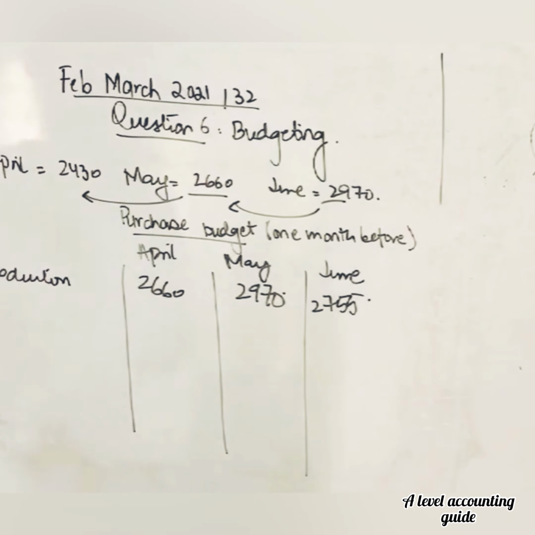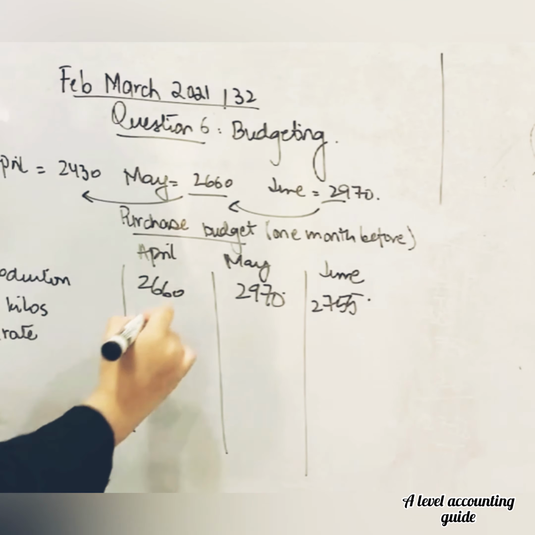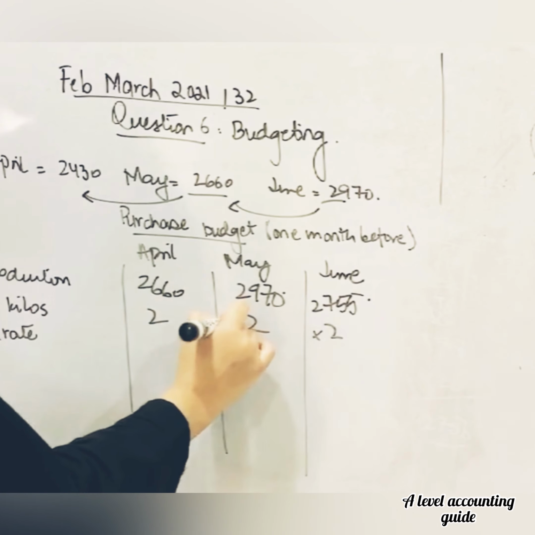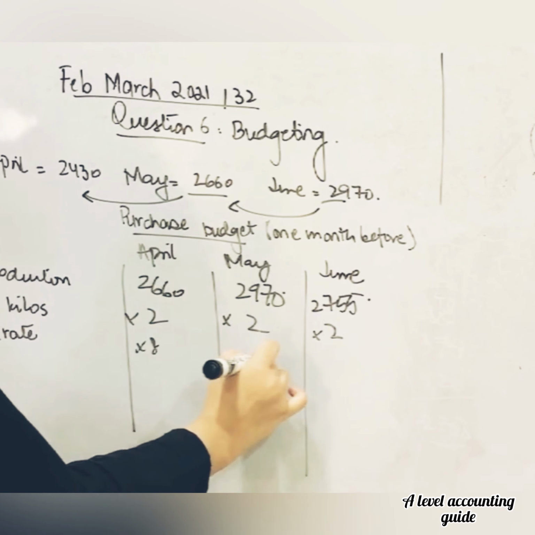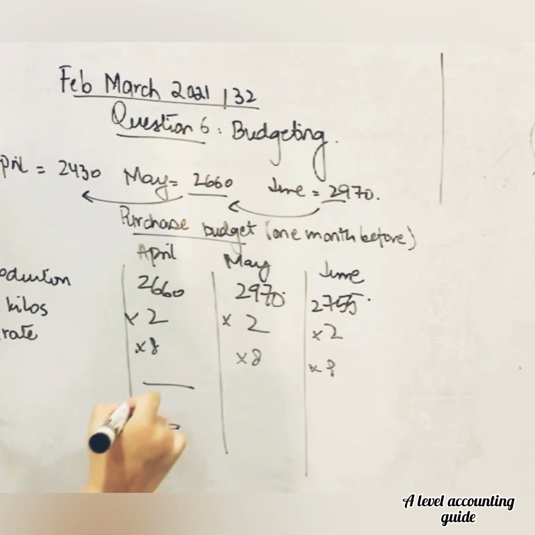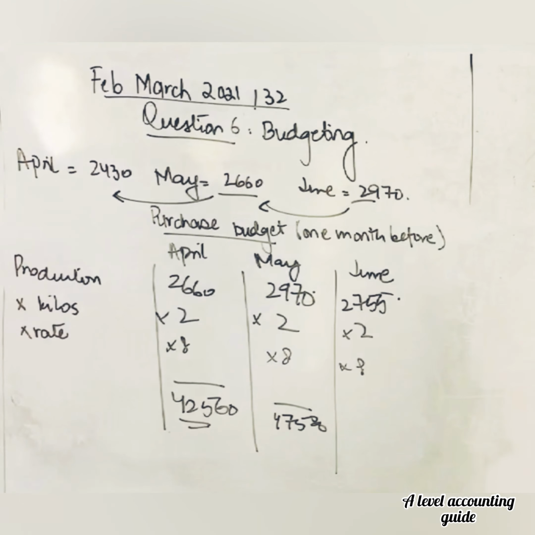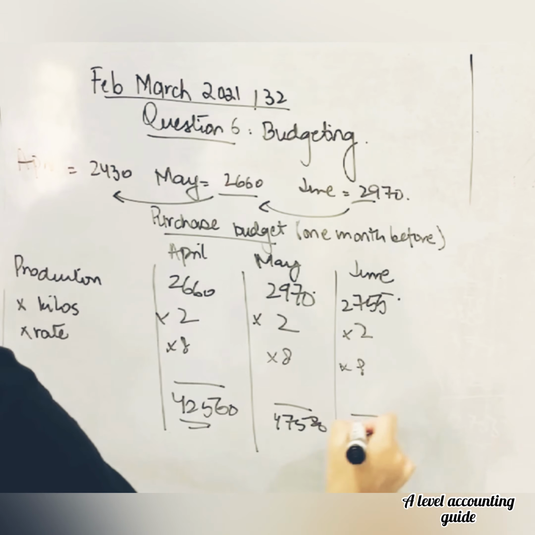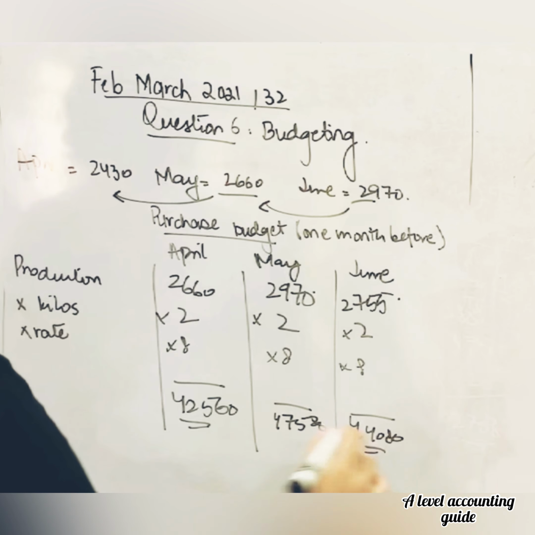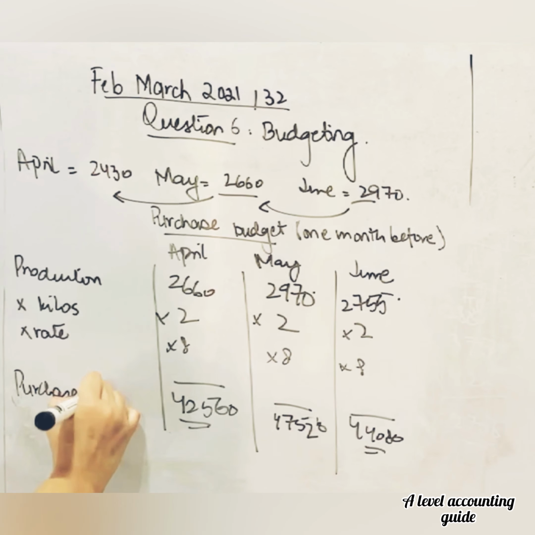The next step is that we are going to multiply the kilos and the rate per kilo. So we know that it is 2 per kilo and the rate is 8. You're going to multiply all this together, and you're going to get the purchase budget as 42560, 47520, and 44080. So basically this is the purchase budget value that you were supposed to calculate, and that's it.